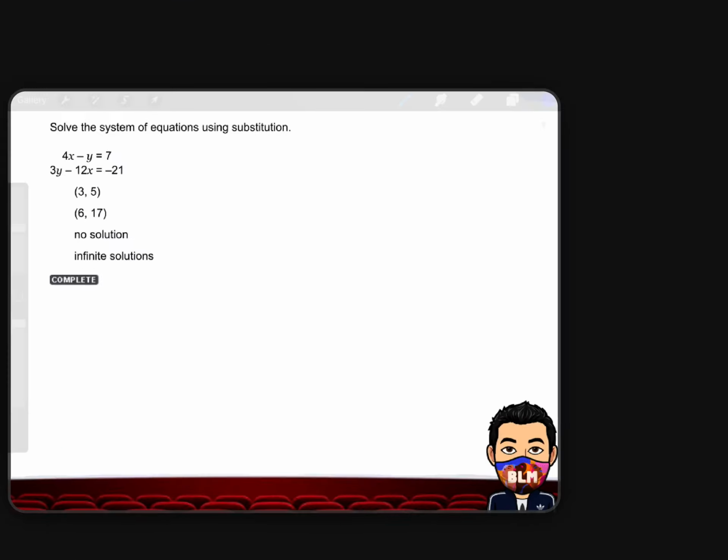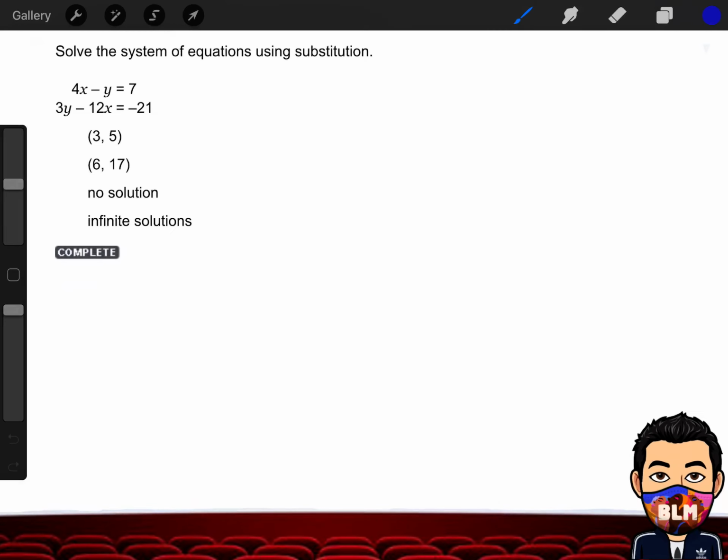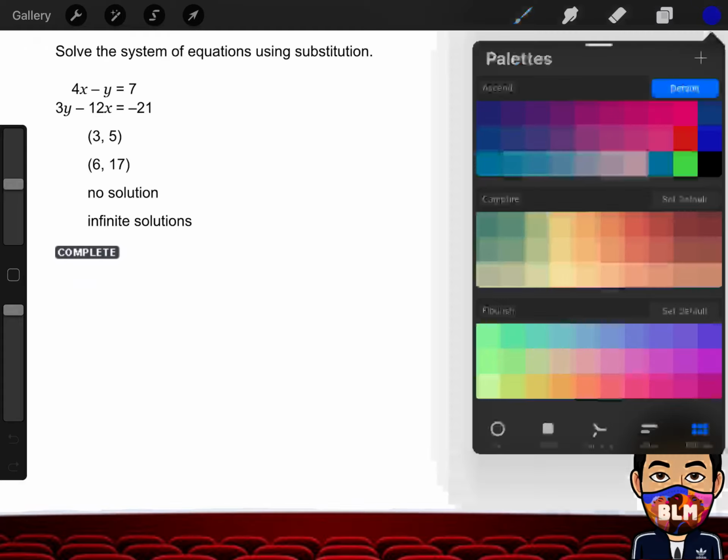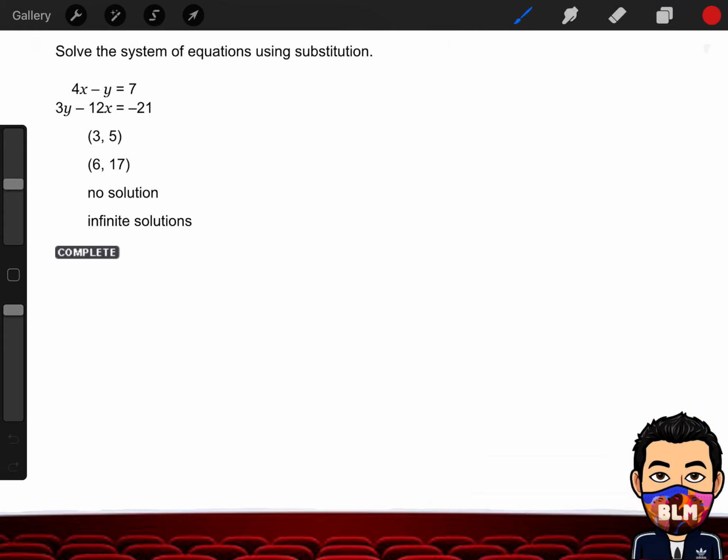Move on. So let's look at the substitution. You don't always have to use substitution. You just have to pick the better one of two. Look at this. How do you get from 4x to negative 12x? You have to multiply the first equation by negative 3. So what's going to happen is you're going to see that this is negative 12x plus 3y equals negative 21.